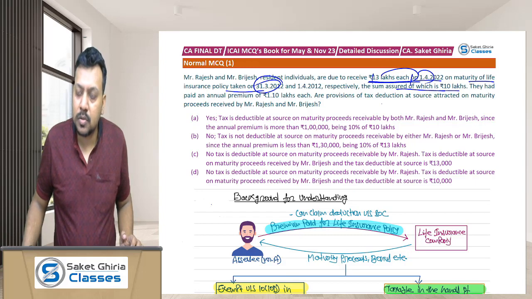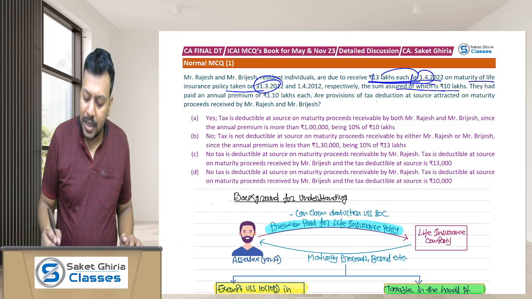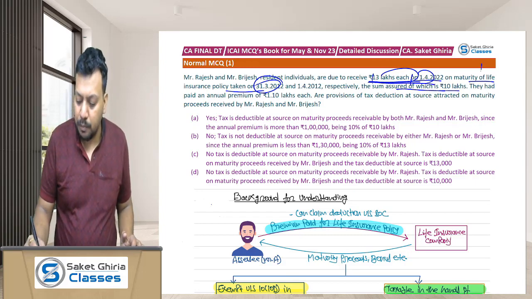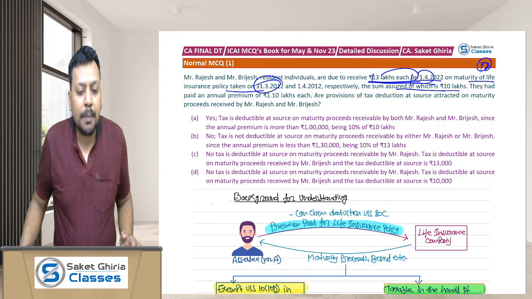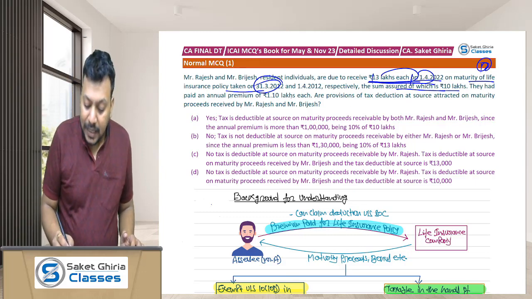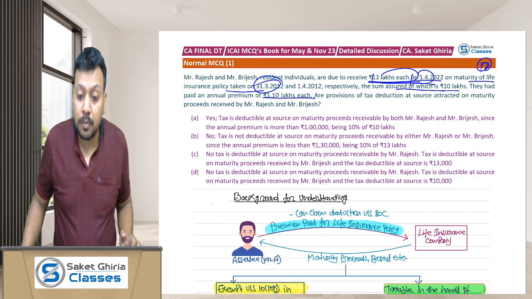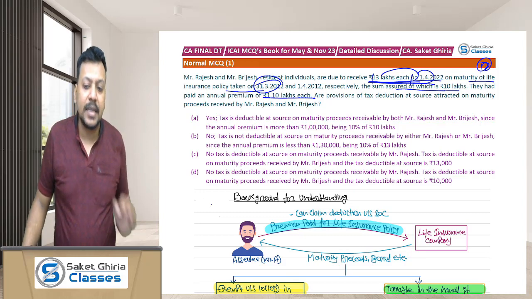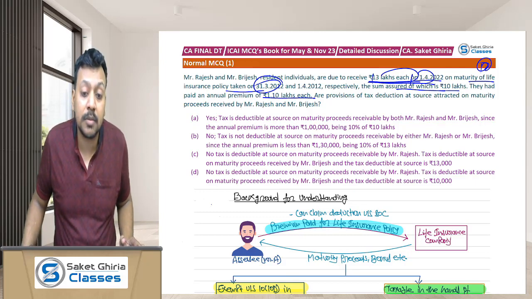It means the sum assured is rupees 10 lakh and you are going to receive rupees 13 lakh, meaning there may be an element of bonus also. They had paid an annual premium of 1.1 lakh each. When they have paid an annual premium of 1.1 lakh each, are the provisions of TDS attracted on the maturity proceeds received by Mr. Rajesh and Mr. Brijesh?